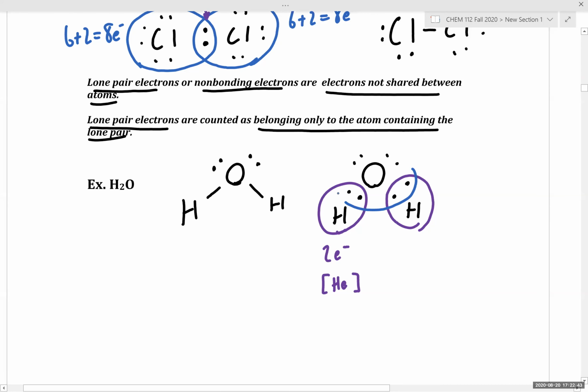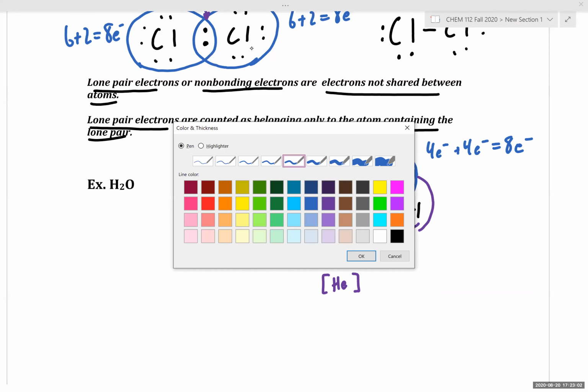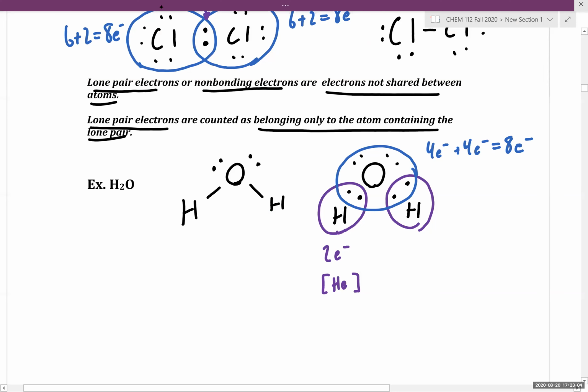If we look at oxygen in this example, it has 4 lone pair electrons and 4 bonding electrons, and that in turn gives us 8 electrons total. So as we can see, the octet rule is fulfilled for the atoms in this structure, and hydrogen has a noble gas-like configuration in this structure.